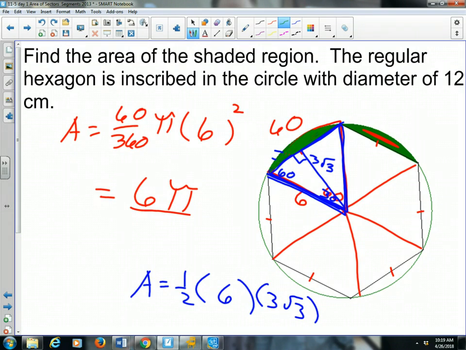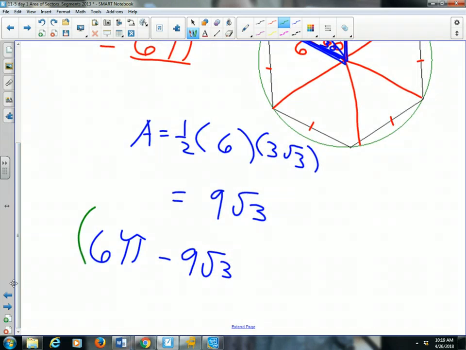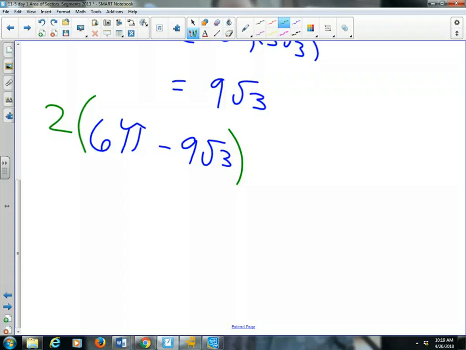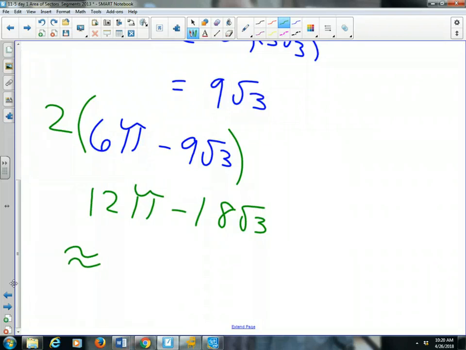And we want 2 of them, right? So we're going to multiply it by 2. So in exact form, the area of the shaded region, the 2 segments, is 12 pi minus 18√3. It's always kind of nice to have an approximate answer as well, because sometimes 12 pi minus 18√3 doesn't mean as much as approximately 6.52. And our units, again, are square centimeters.